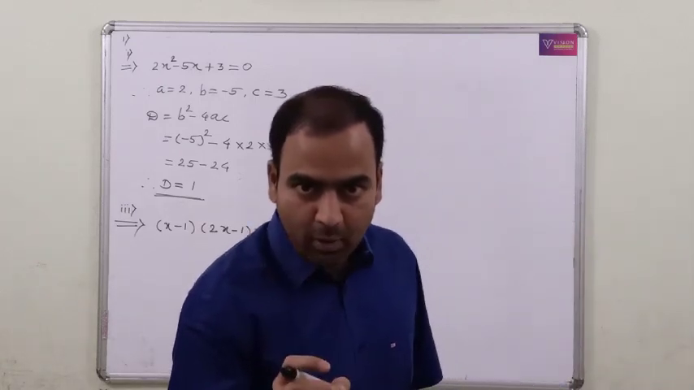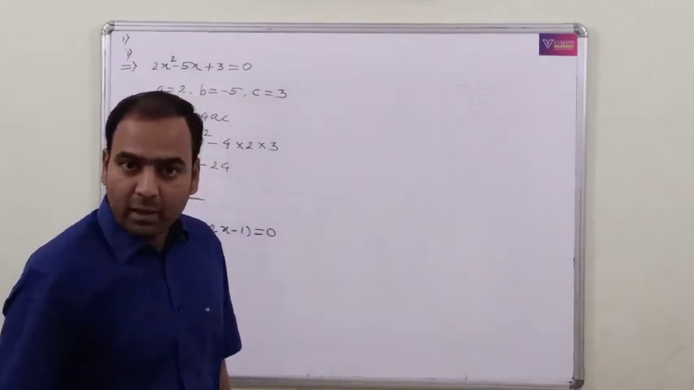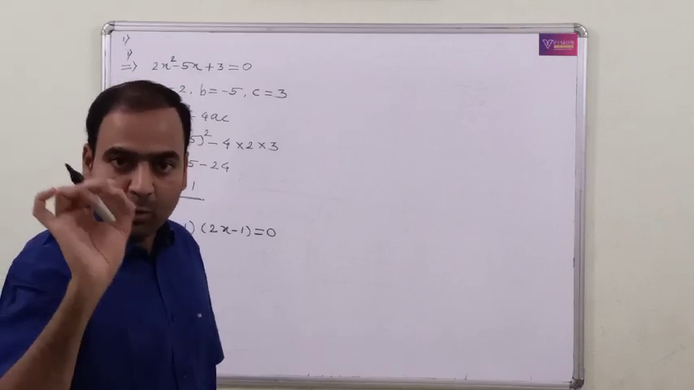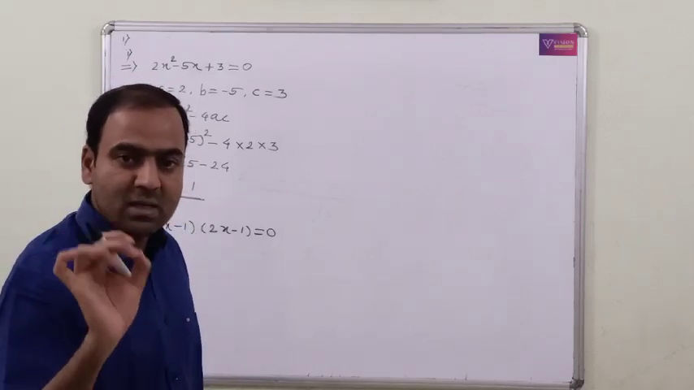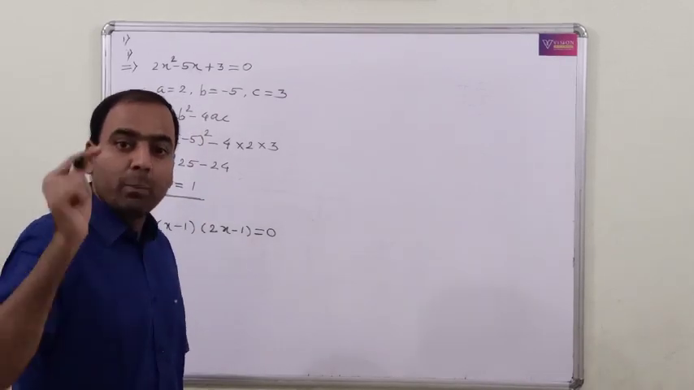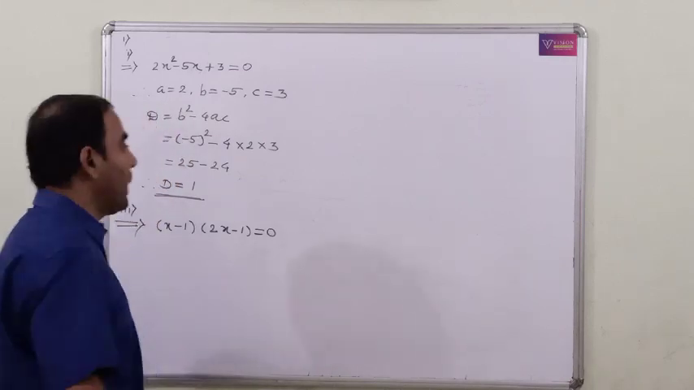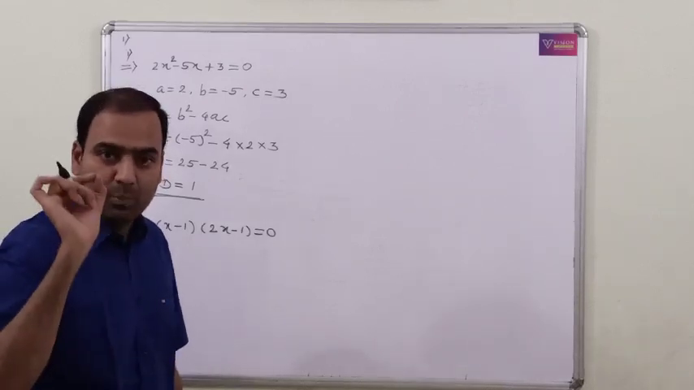We have to first of all convert it into quadratic equation as ax square plus bx plus c. Then take the coefficient of x square as a, coefficient of x as b, and constant term as c. So converting it in the form of ax square plus bx plus c, and then you take the values of a, b, c for finding the value of discriminant. That is b square minus 4ac.